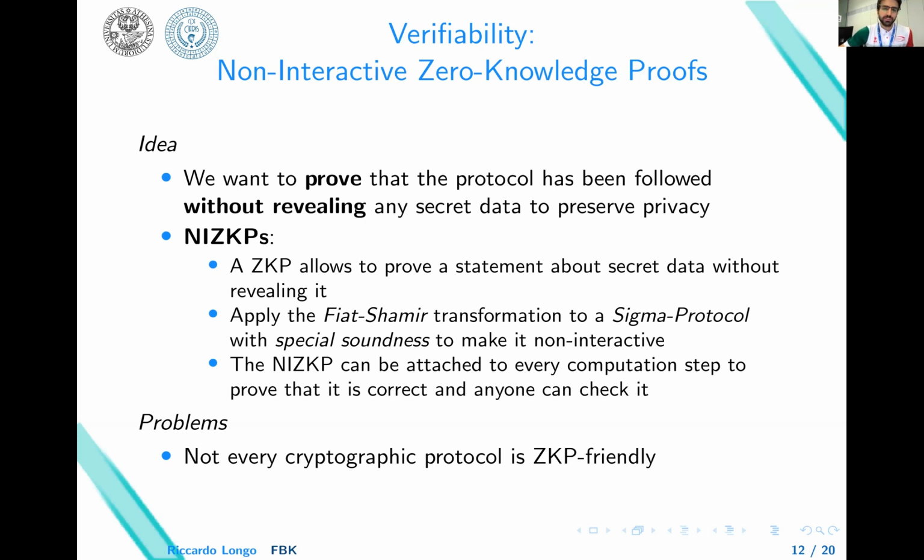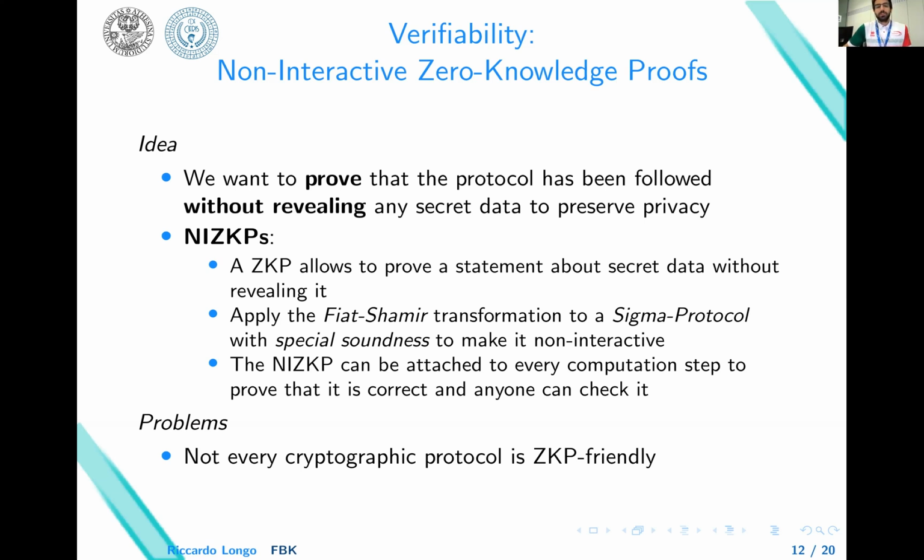We have that any zero-knowledge proof that is modeled as a Sigma protocol, if it has special soundness, we can make it a non-interactive zero-knowledge proof with all the good properties that we want from a zero-knowledge proof. In this way, we have a non-interactive thing, so we can attach this string, basically a byte string, to any computation step to prove that it has been done correctly. And then anyone can check the NIZK and verify that indeed everything runs smoothly.